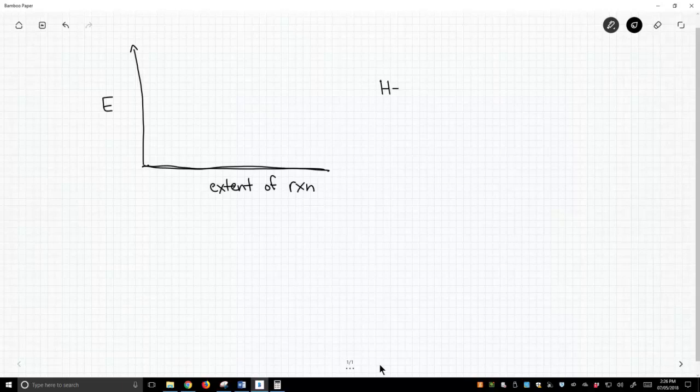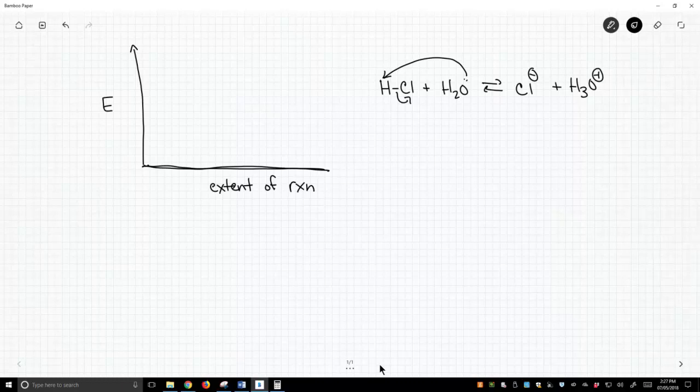So let's look at a really simple reaction. HCl plus H2O will form Cl minus plus hydronium, H3O plus. So this reaction occurs by having water, one of the lone pairs on water, attack the hydrogen and remove that from the chlorine, and that forms the chloride as the conjugate base and H3O plus. So perfect. We've seen this reaction before.